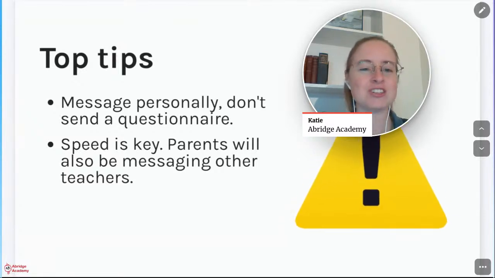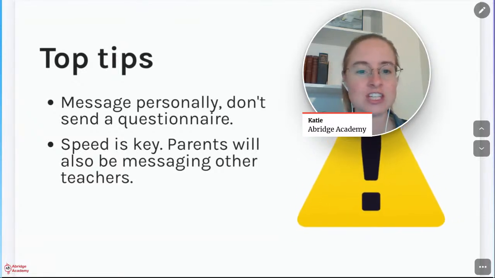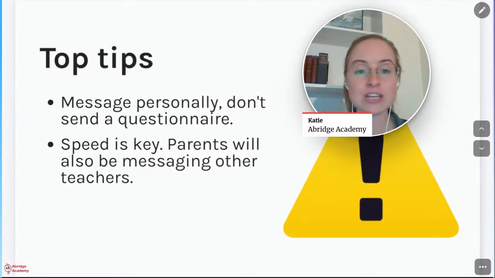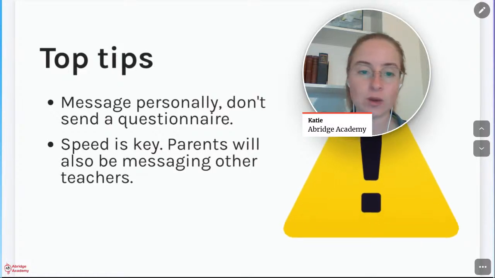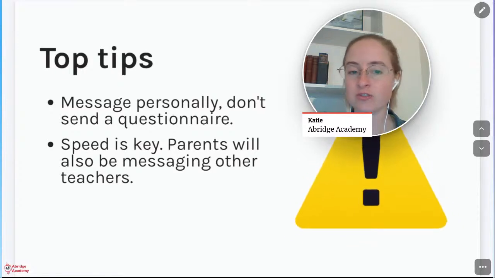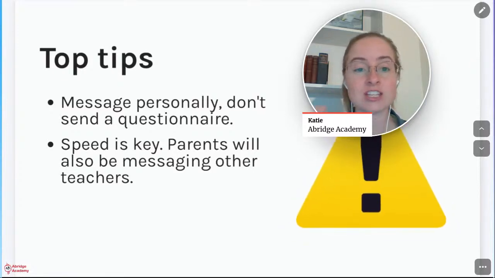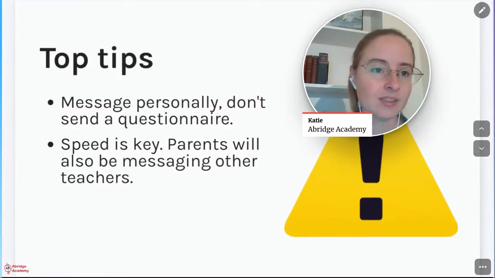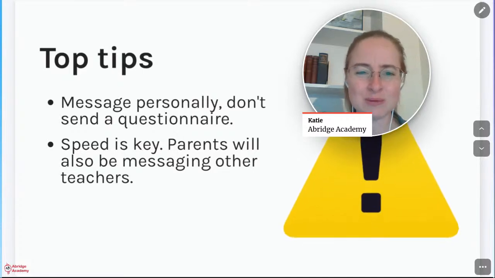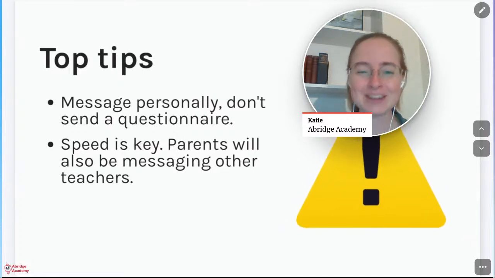And as I've already mentioned, speed is key. Parents will be messaging other teachers too. You want to be quick to respond. Anyone who reaches out interested in your classes, reply as quickly as possible. Any questions they ask, reply as quickly as possible. Get them onto that trial class as soon as you can. I know this sounds pushy. I don't want to be pushy. I mean, be friendly, but be responsive.